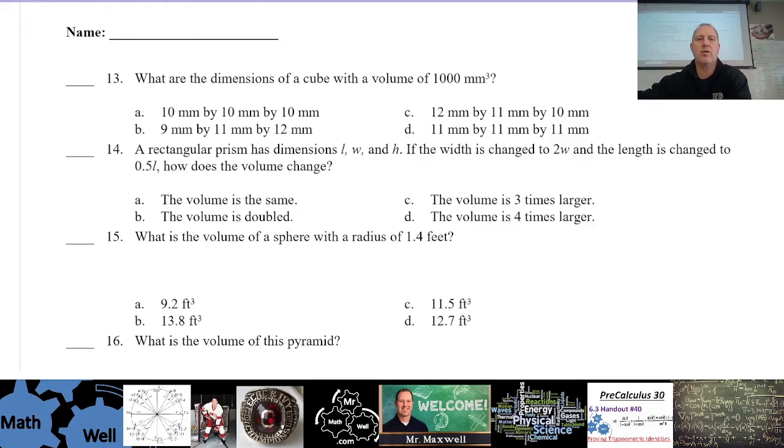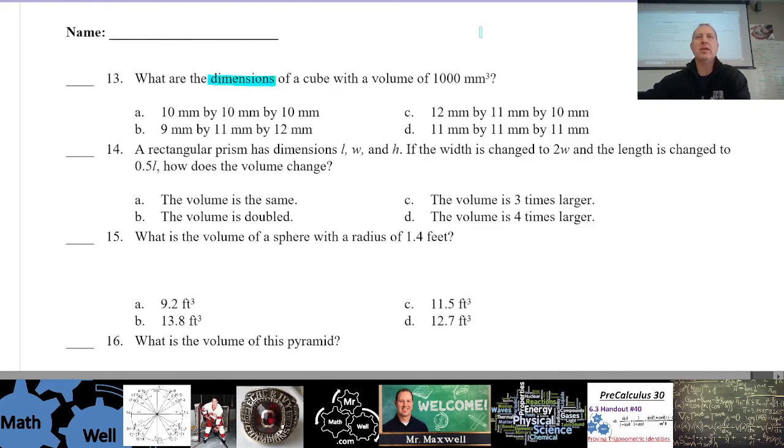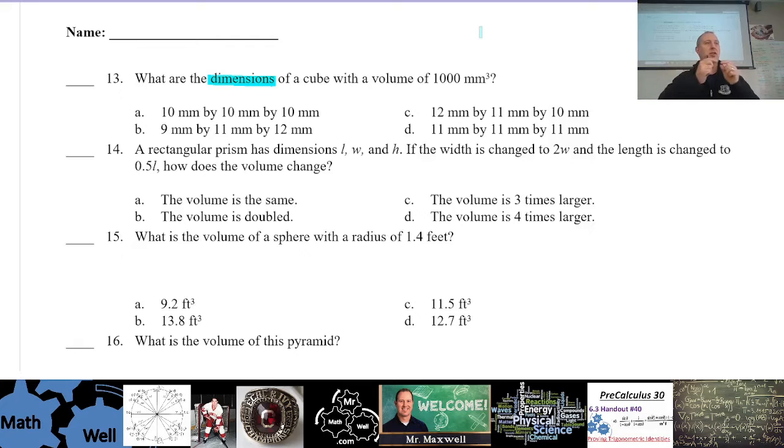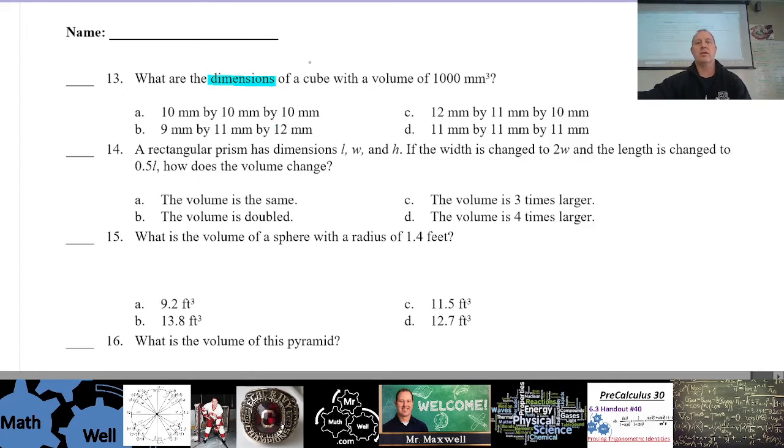So there's a few things I want to focus on. Dimensions means what's the length or width or height or radius or whatever, the lengths of the little distances that are important, okay? So in a cube we have 3 dimensions. We have length, we have width, and we have height, right? Those are the 3 dimensions in a cube.